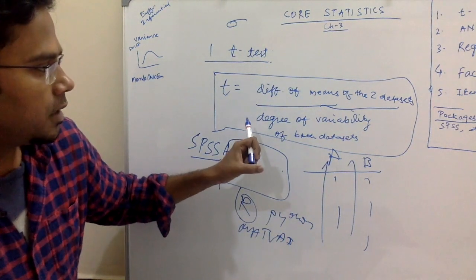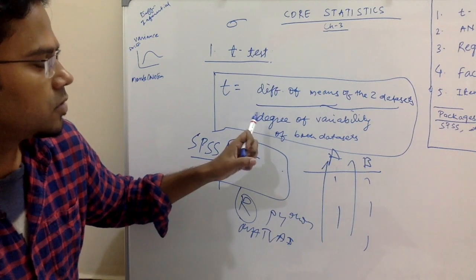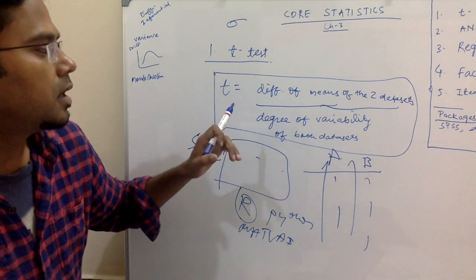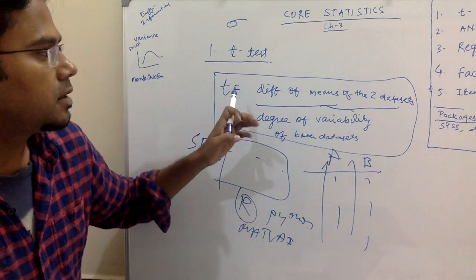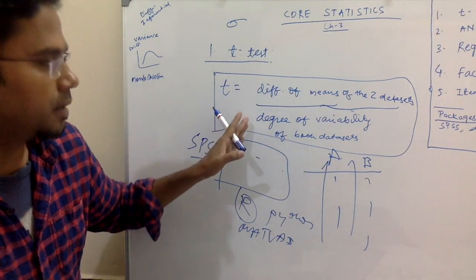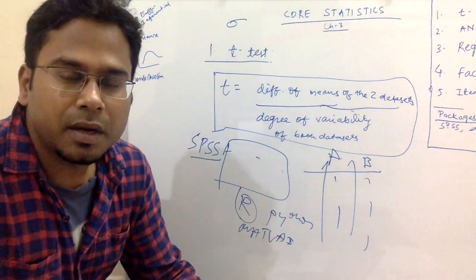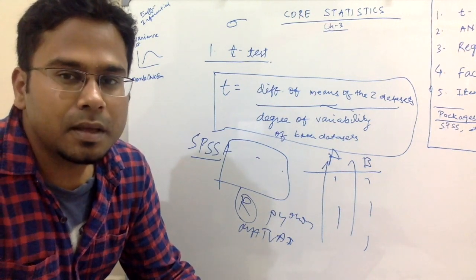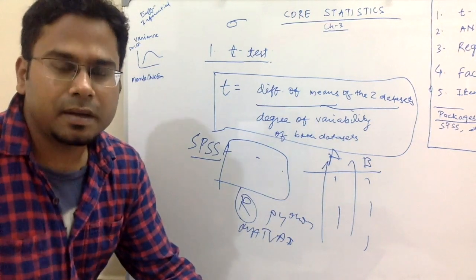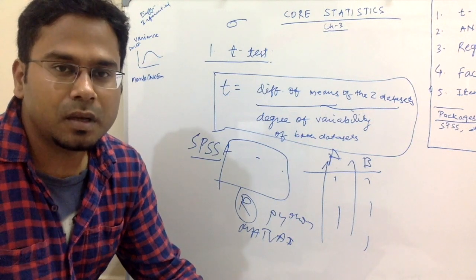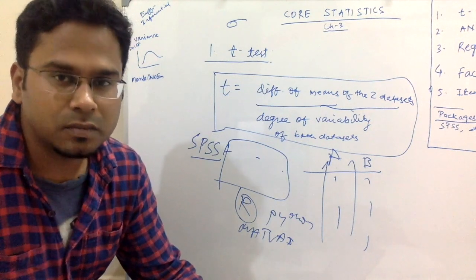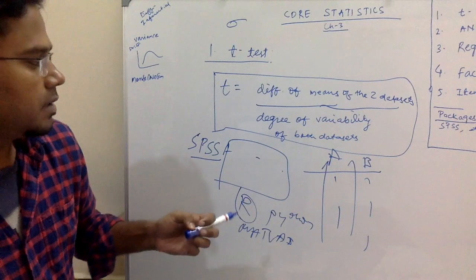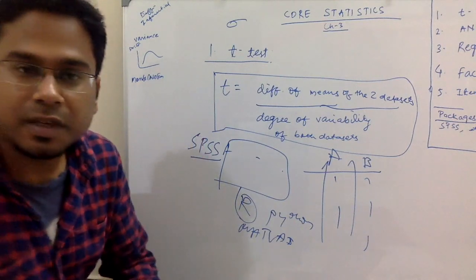There is a technical term for this, degree of variability. So you can say it is the difference between two data sets and the standard error within the data sets. Okay, so that thing you can write as a definition.